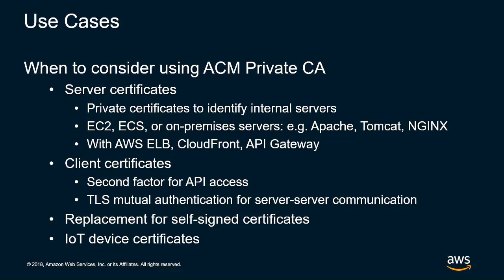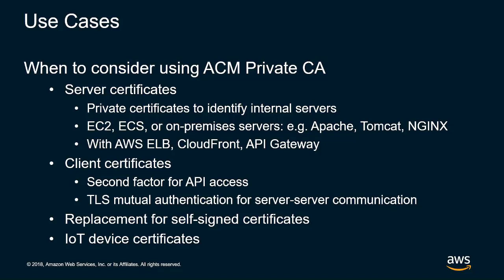Next, client certificates. Those are server certificates, but client certificates identify a client in a TLS connection. And you can use client certificates for two-factor authentication. For example, if you want to give a third-party access to your API, you can give them a certificate that allows them to connect in addition to the other authentication or keys that they use to connect to your API.